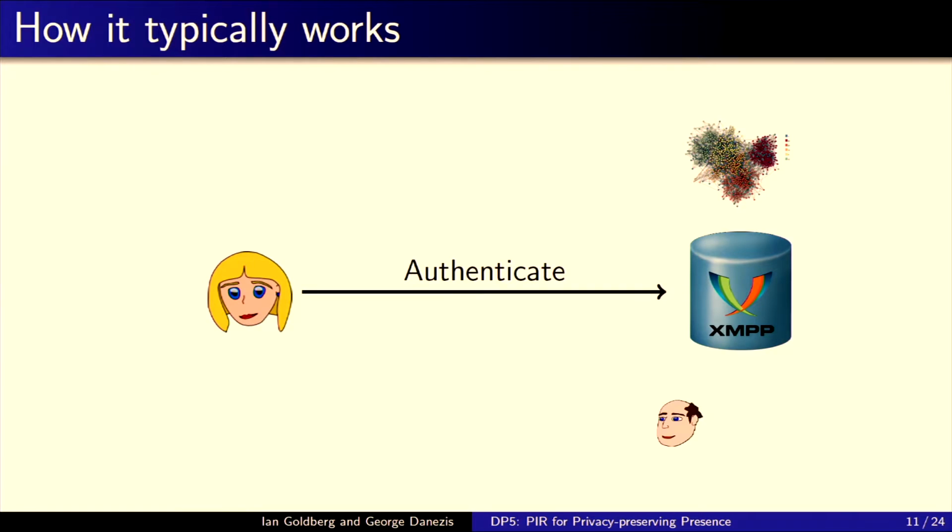And then what happens is that Bob comes online, then Alice comes online, and Alice authenticates, says, "Hi, I'm Alice." The service knows that Bob is a friend of Alice, and then the service sends back to Alice who's online, who's not online, what their status is. Okay?